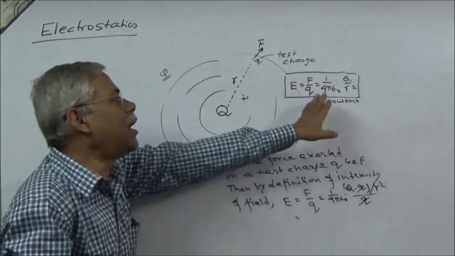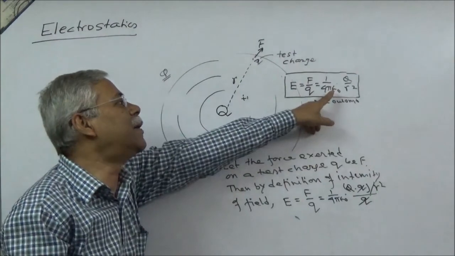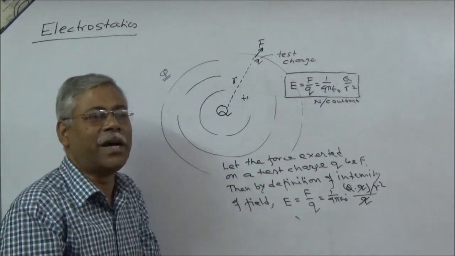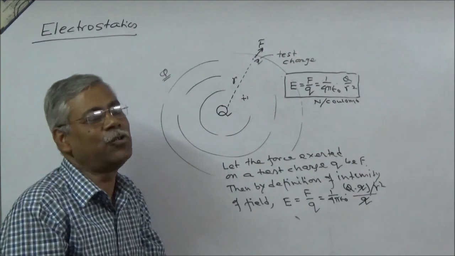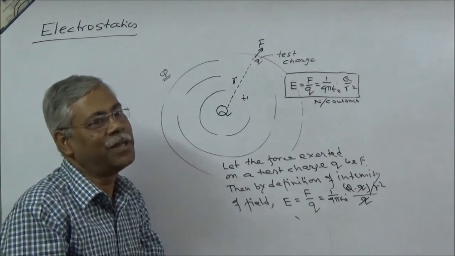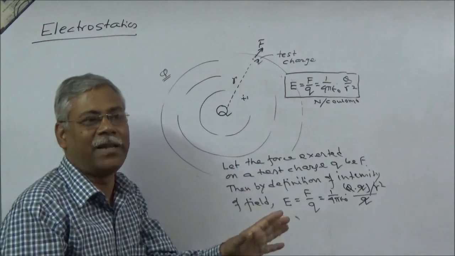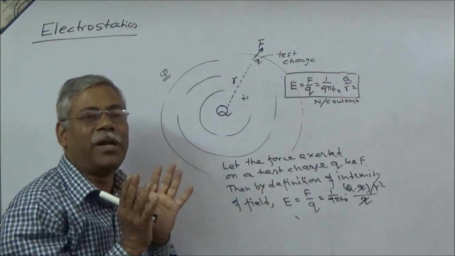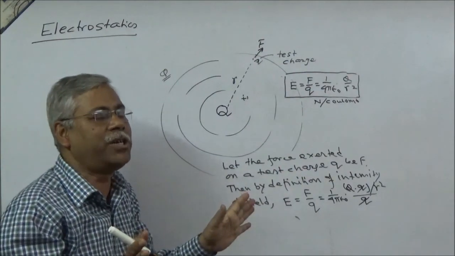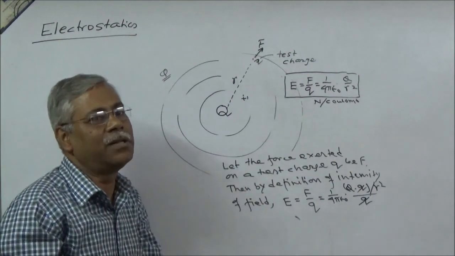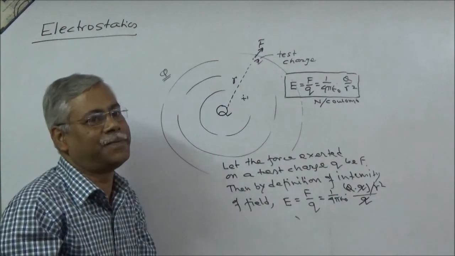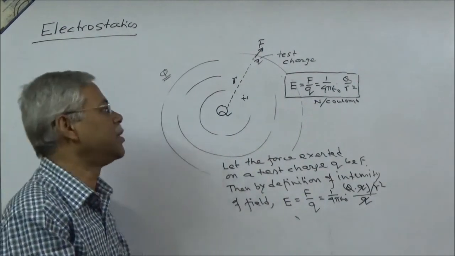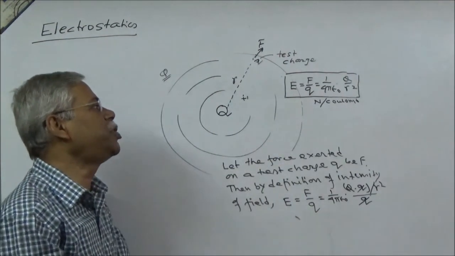Unless otherwise mentioned, you will always assume that the charges are placed in vacuum or in air. Otherwise it will be mentioned that the charges are placed in a mica sheet, like that. When you do not find that type of mention, you just assume that the whole thing is happening in air. Is it clear? So Newton per Coulomb. Next question.